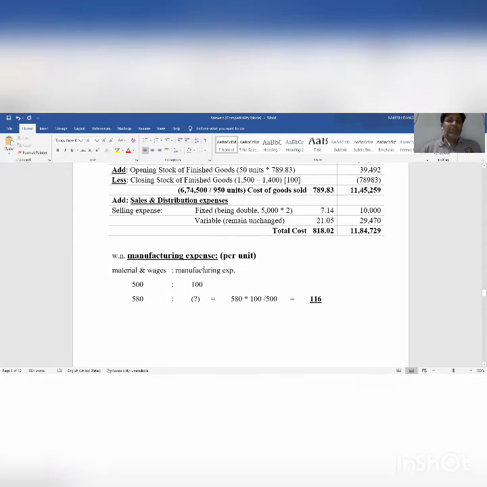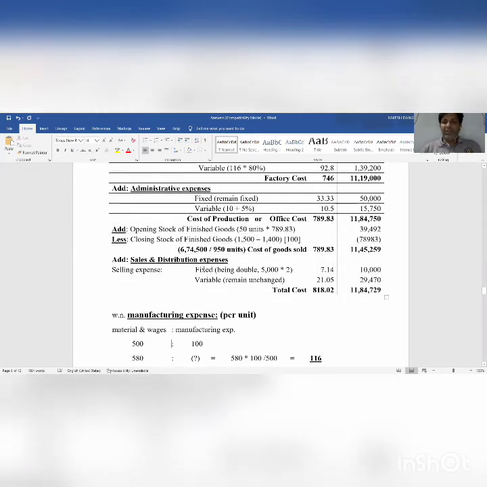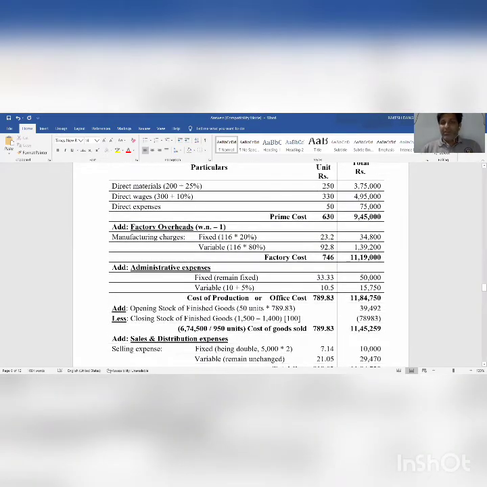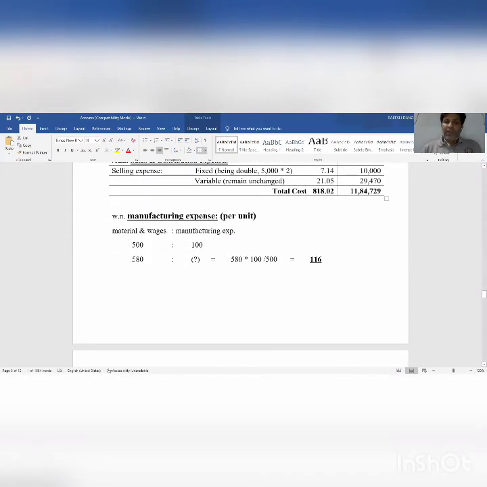Now in 2017, there is an estimation sheet. There is material per unit rupees 250 and wages per unit rupees 330. So the total is 580, material and wages combined cost per unit. Then what? So we get the answer rupees 116 per unit.